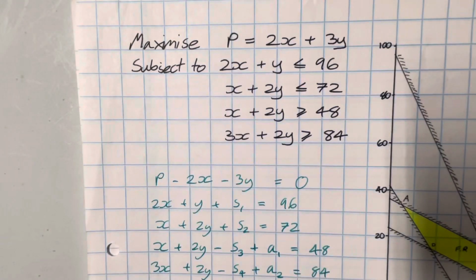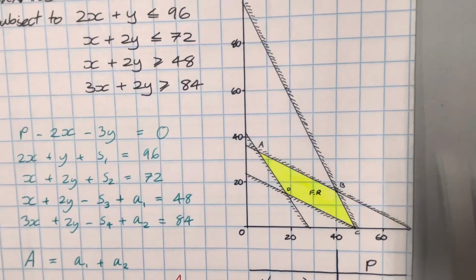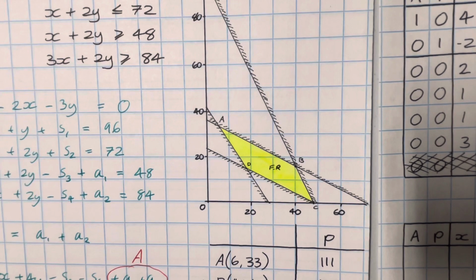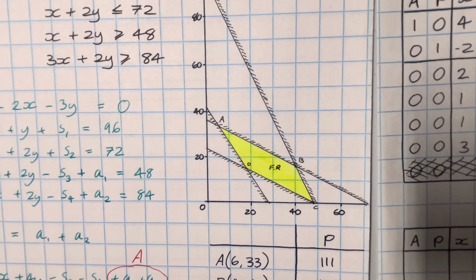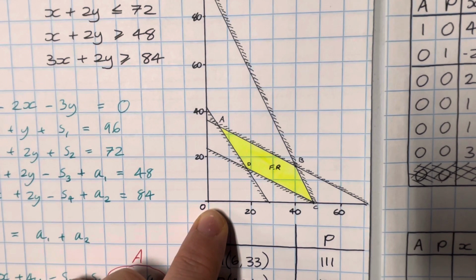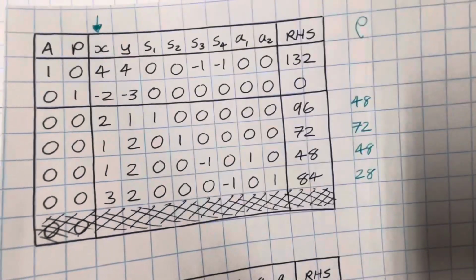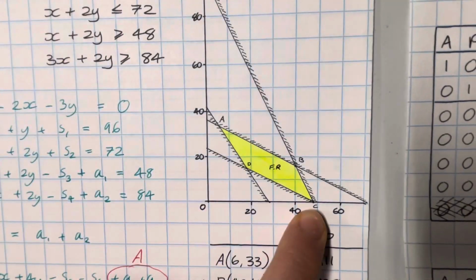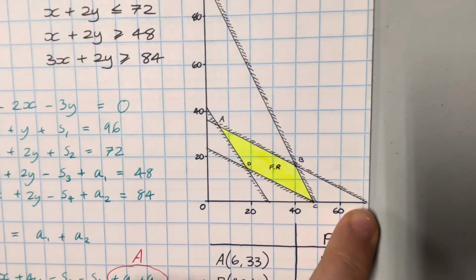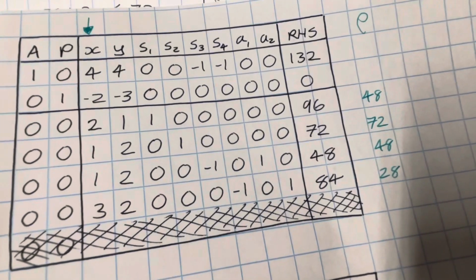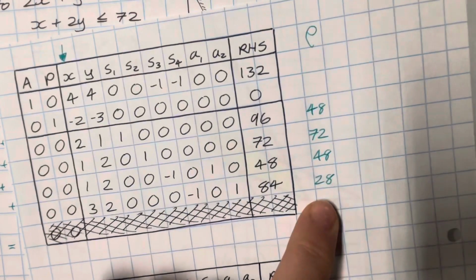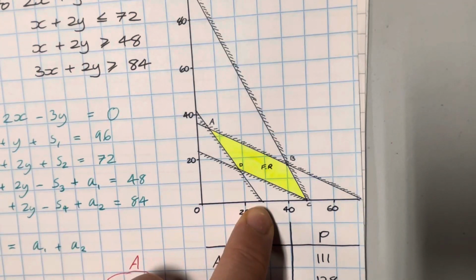And just to remind you, what the ratio test does is it decides how far we can move in those directions. So we can move in the X direction. The first ratio test value was 48, so one of the constraints there at 48. The second one was 72, so that was over here. The third one was 48 again. You can see there's 2 there meeting at 48. And then finally the 28, which is there.